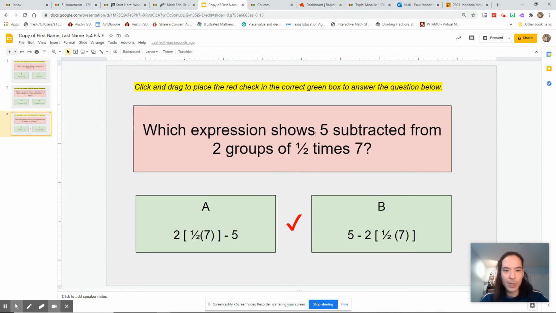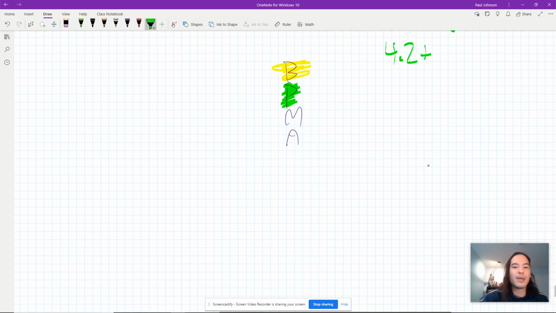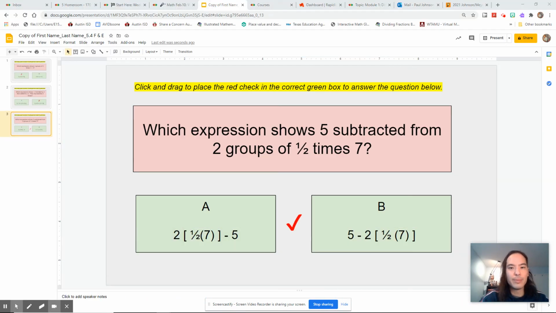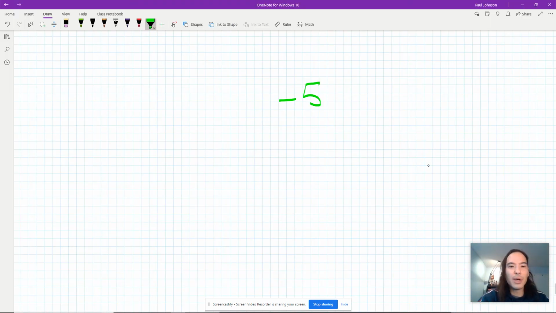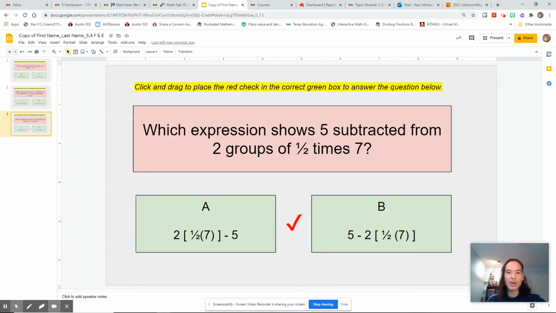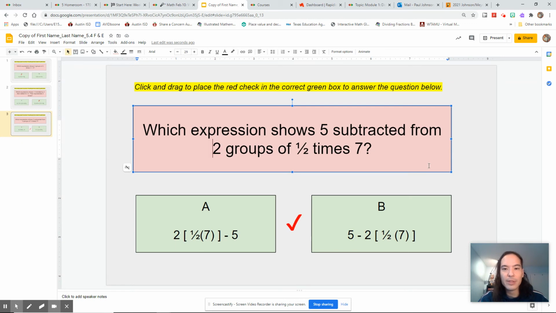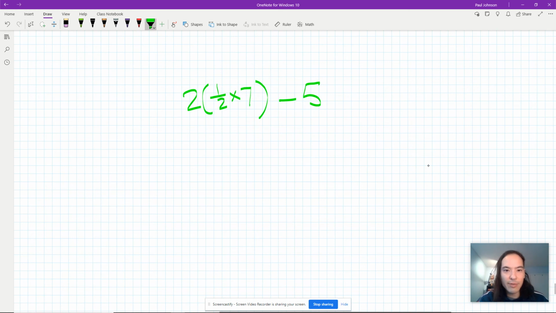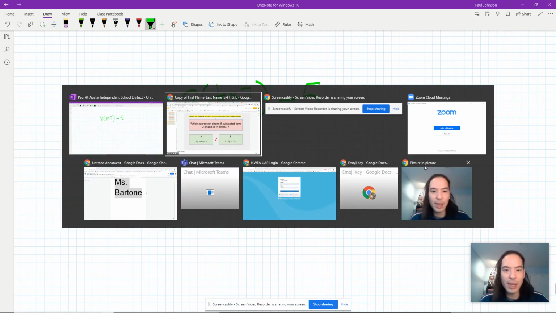All right, let's take a look at the last one. Which expression shows 5 subtracted from 2 groups of half times 7? Okay, 5 subtracted from 2 groups of 1/2 times 7. Okay, so this is what I think I'm looking at. It says two groups of 1/2 times 7, and then you're taking 5 away from that. 5 subtracted from this group right here. All right. So we're taking 5 away from two groups of 1/2 times 7. So what I'm looking at right here is 1/2 times 7 done first, multiply it by 2, and then subtract 5. Let's see if there's a problem that looks like that.